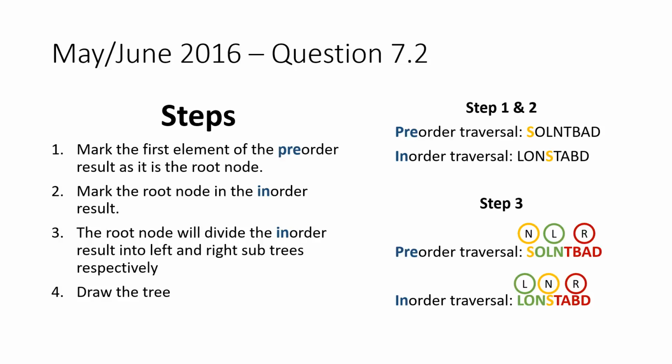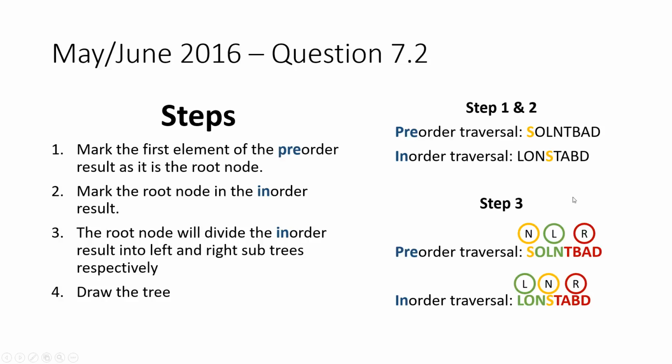So the second step is to mark the root node in the in-order result. You can see here I've marked the pre-order and I've marked the root node of the in-order. So that's why I've said here step 1 and 2. So step 3 says the root node will divide the in-order result into left and right subtrees, respectively.